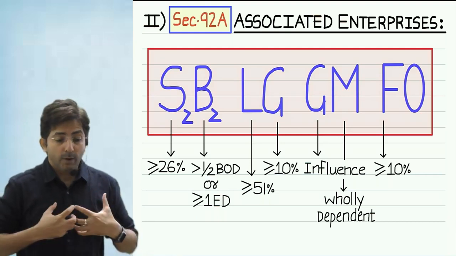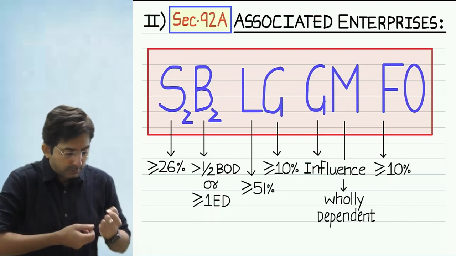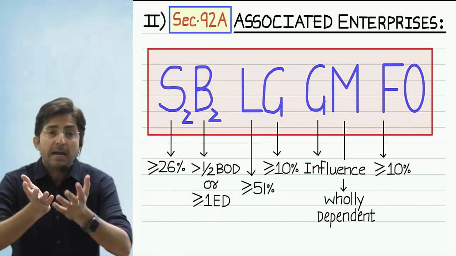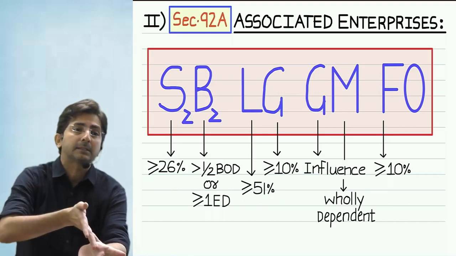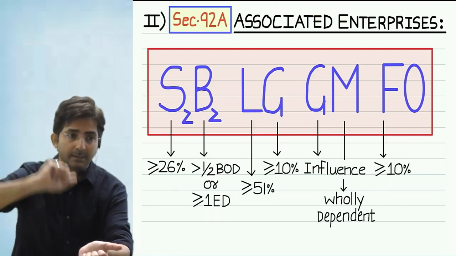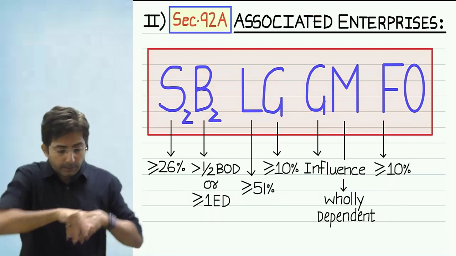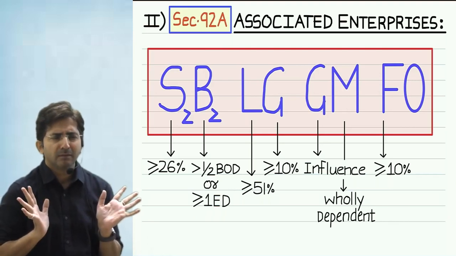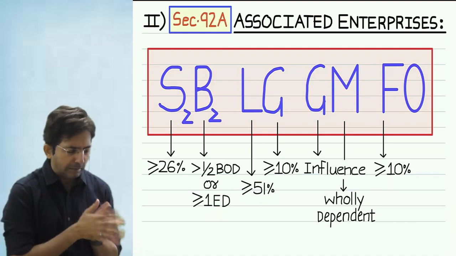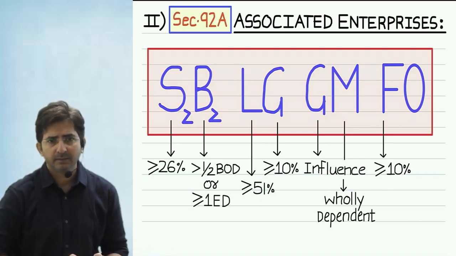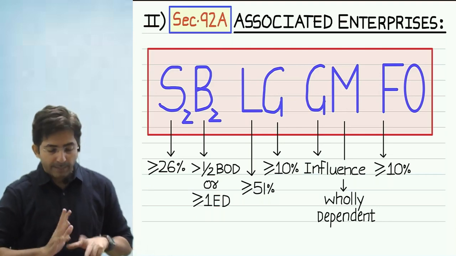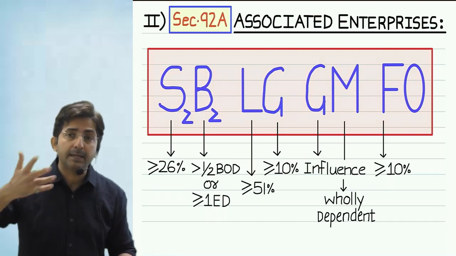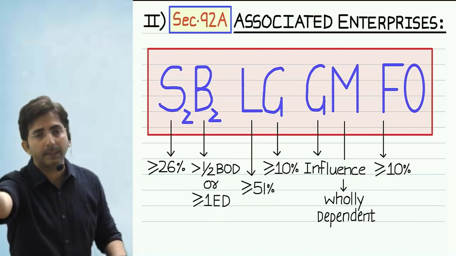Then GM, one enterprise manufactures goods and sells to another enterprise and the price etc. is influenced by another enterprise. Here another means Nike, Zara etc. Okay. Then manufacturing by one enterprise is wholly dependent. Say I am manufacturing iPhone, but my iPhone manufacturing is totally dependent upon Apple's patent, Apple's technology. So manufacturing by one enterprise is wholly dependent on patent, copyright, technical know-how owned by another enterprise.